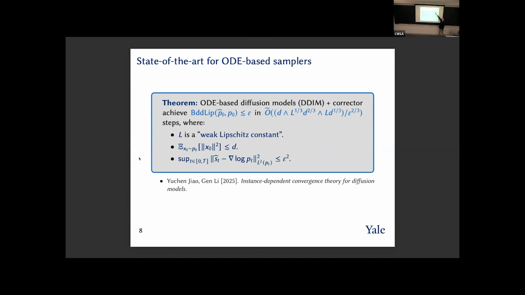So if you just take this last term, for instance, the dimension dependence can be as small as d to the 1/3. And here, L is some notion of weak Lipschitz constant that they define. And I do think it is very weak. So for instance, for a Gaussian mixture of k components in dimension d, this L would scale logarithmically in both k and d. So actually quite weak. I think this is a pretty amazing result that you could push the theory all the way to this level.